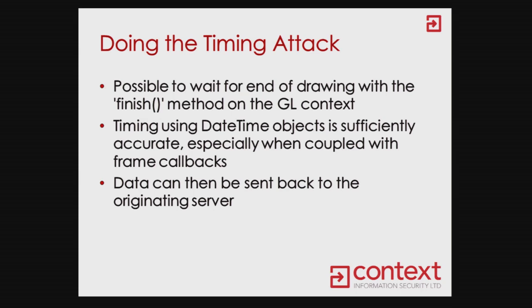And surprisingly, I found that the date time objects in both Chrome and Firefox really worked quite well. They were very accurate for at least the sort of timescales I wanted to work under to do this timing attack. And then all that data can be sent back to the originating server, and you've stolen somebody's images. And that image could be internal presentation data or anything else which you would not normally be able to access from an attacker's point of view.